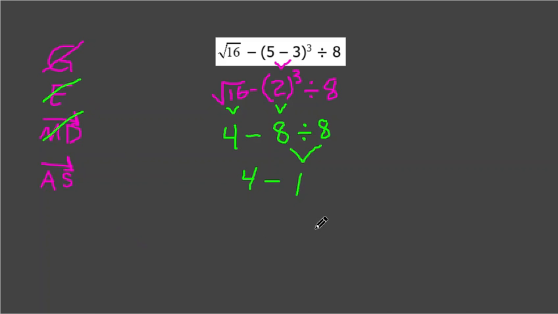My next step says add or subtract. We'll only have subtract, so I have to just do 4 minus 1, and 4 minus 1 gives me 3. So 3 is my final answer.